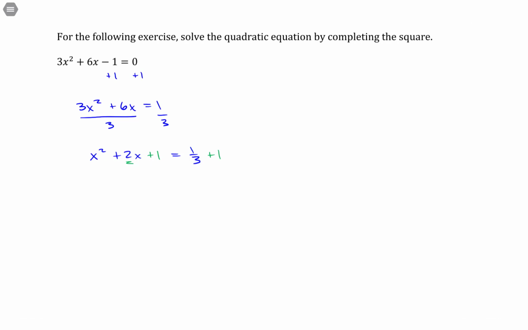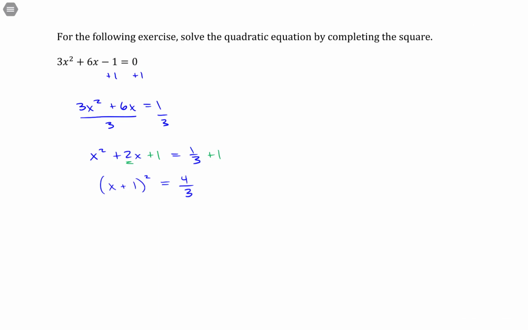So this quadratic is now a perfect square trinomial. So it's going to factor very easily. It's going to factor into x plus half of this linear coefficient, so x plus 1, quantity squared. And then 1/3 plus 1 would be 1/3 plus 3/3, or 4/3.